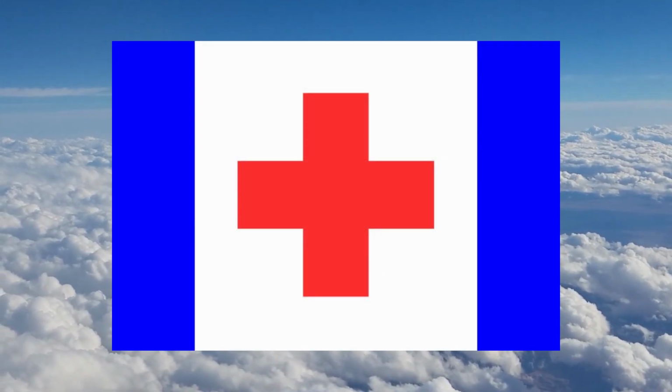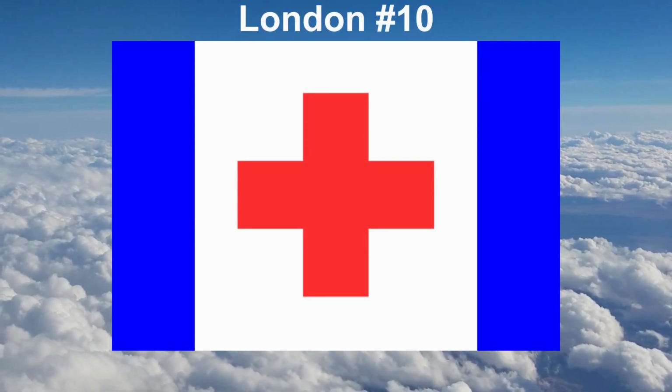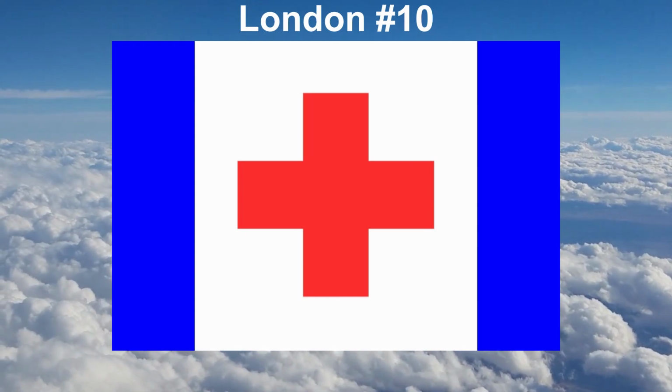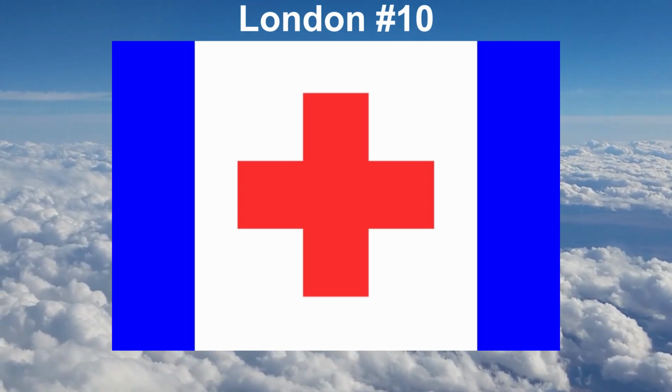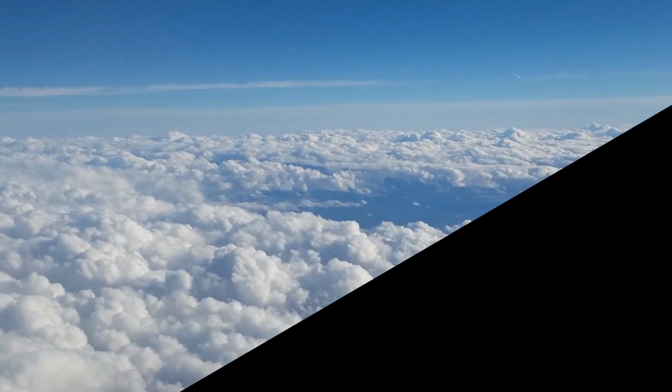Next is entry 10. Red represents bloodshed, blue represents the river, and white symbolizes peace. The cross is St. George's Cross, modified to look more English.